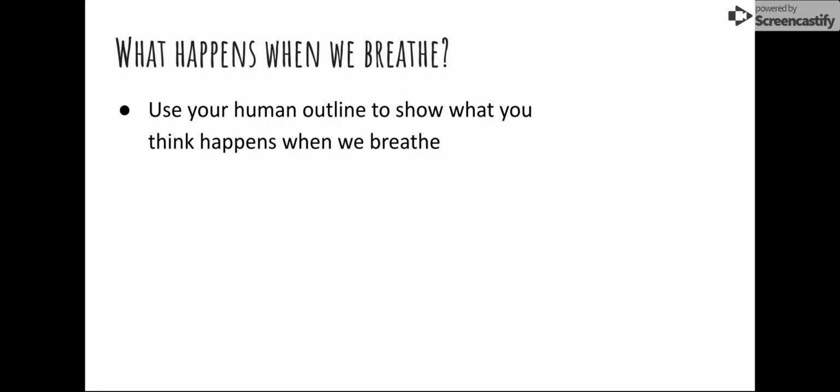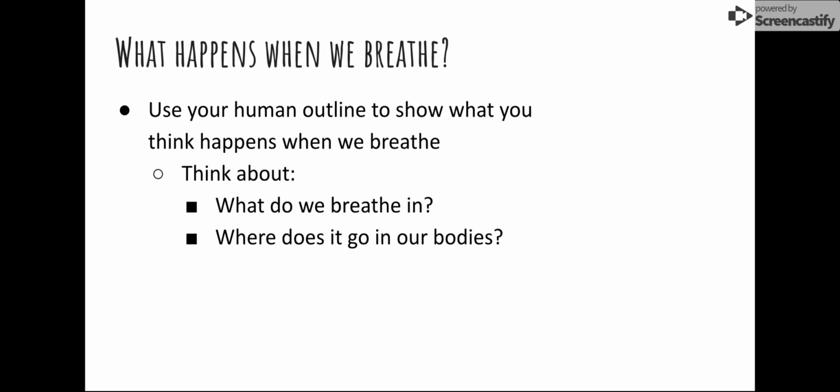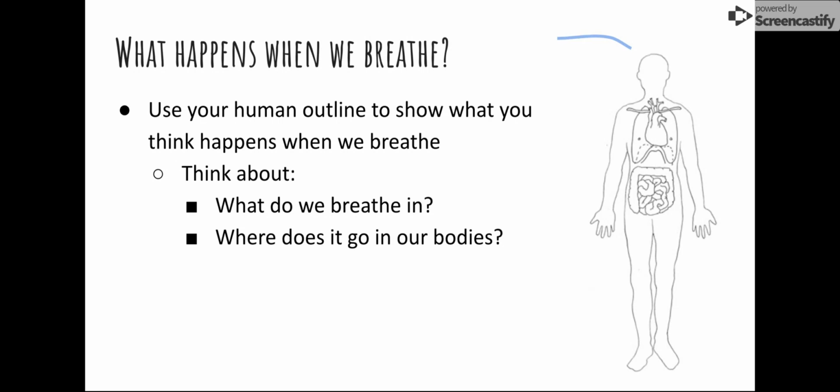So at this point, on Google Classroom, I have posted a copy of your human outline. And what I want you to do is to outline what you think happens when we breathe. Think about the following. What do we breathe in? Where does it go in our bodies? So this is an example of what your human outline looks like.